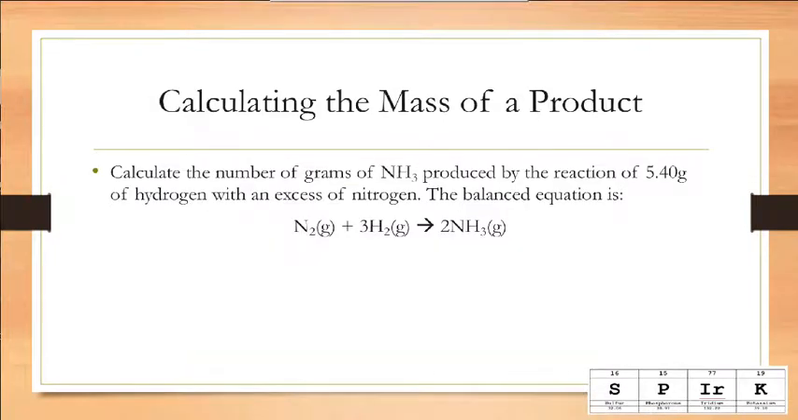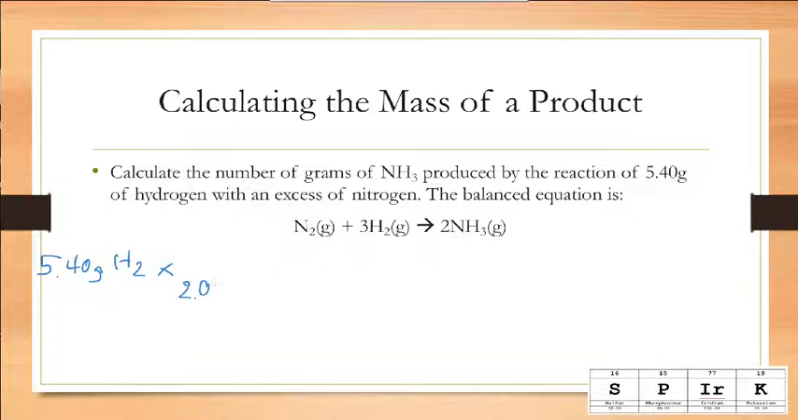So let's calculate the mass of a product. This question says, calculate the number of grams of NH3 produced by the reaction of 5.4 grams of hydrogen with an excess of nitrogen. So just like we have been doing, we start with what we know. So we're going to start with 5.4 grams of hydrogen. And they want to know how many grams of NH3. So we're going to use the molar mass of H2.